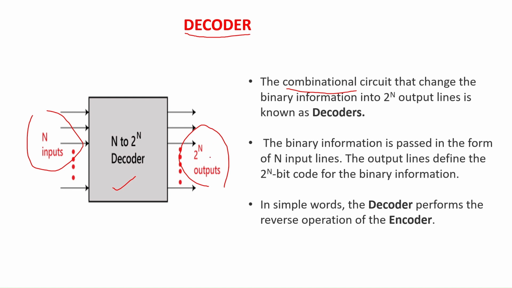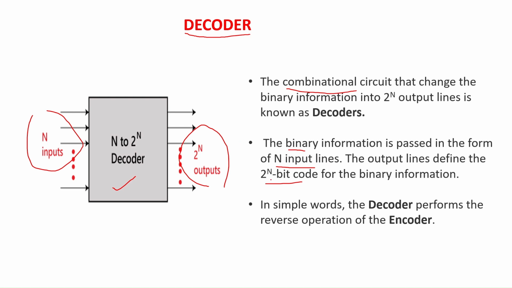The binary information is passed in the form of n input lines. The output lines define the 2 power n bit code for the binary information. The n-bit input is transformed into a 2 power n bit code. This is the function of the decoder.